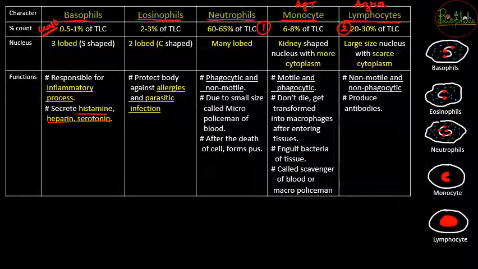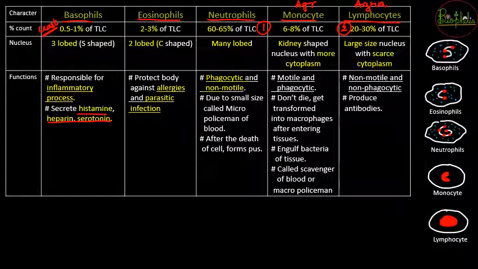Then come neutrophils. Neutrophils are the most numerous in your total leukocyte count. So what are they going to do? They are going to be phagocytic in nature. Phagocytic means they are going to engulf incoming foreign bodies, like a bacterium coming into your body. Whenever they sight any foreign object, they are going to engulf it. But the bad thing is, they are non-motile. They cannot move on their own. Whenever the blood flows nearby that foreign body, they are going to engulf that particular foreign thing.